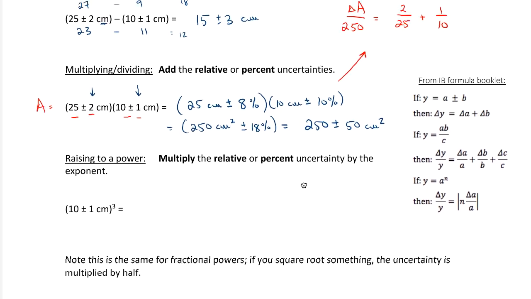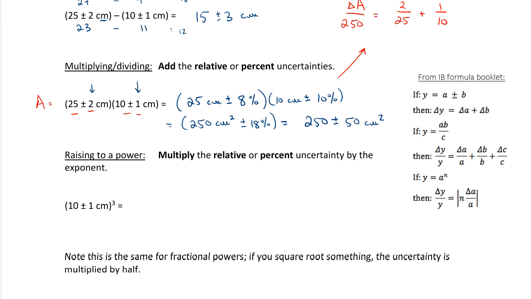Carrying on, let's talk about raising something to a power. So this follows on as a special case of multiplying and dividing, and all we need to do is multiply the relative or the percent uncertainty by the exponent. So for example, here we've got 10 plus or minus 1 centimeter cubed. So this is equivalent to 10 centimeters plus or minus 10% cubed.